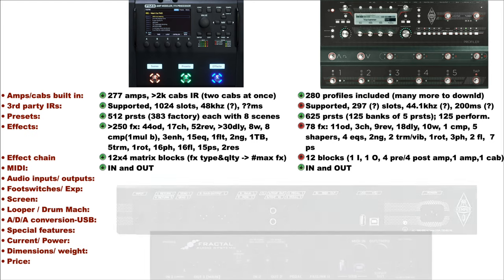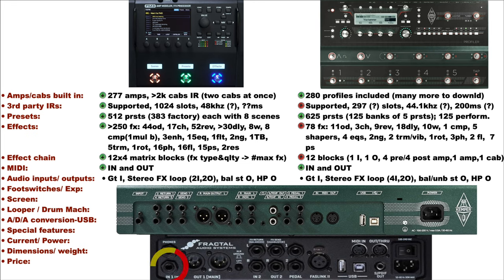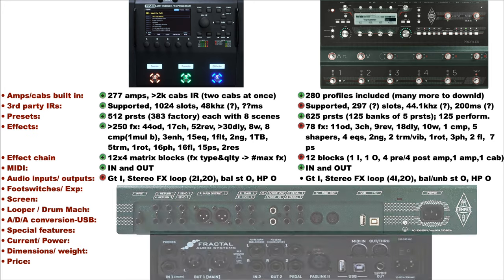As regards inputs and outputs, the FM3 has a guitar input, a stereo effect loop, a balanced stereo output and a headphone output, whereas in the Kemper Stage you have a guitar input, a balanced stereo output and also an unbalanced one and a stereo FX loop. It's worth noticing that the Kemper offers also an interesting effect loop configuration with 4 balanced returns in TRS format and 2 sends. Here the Kemper is better in my opinion.